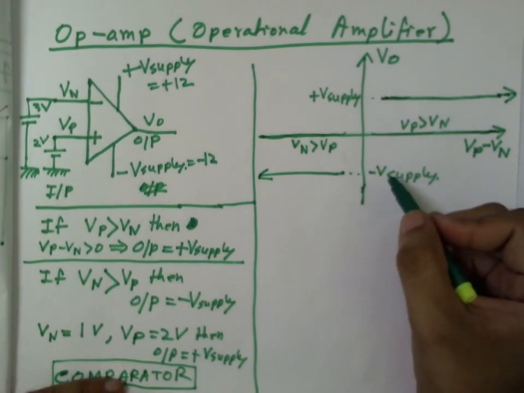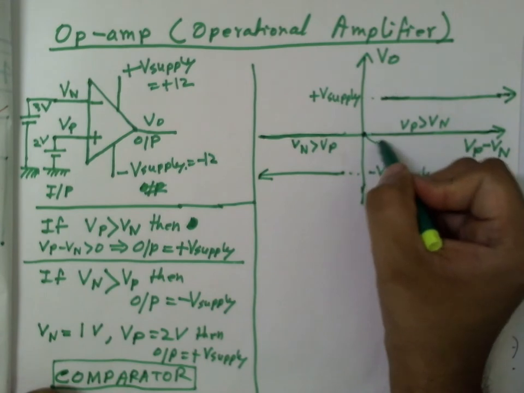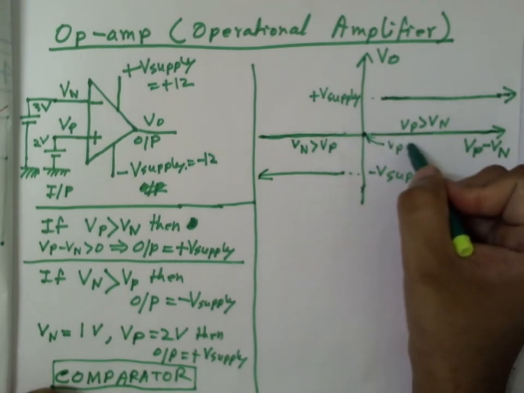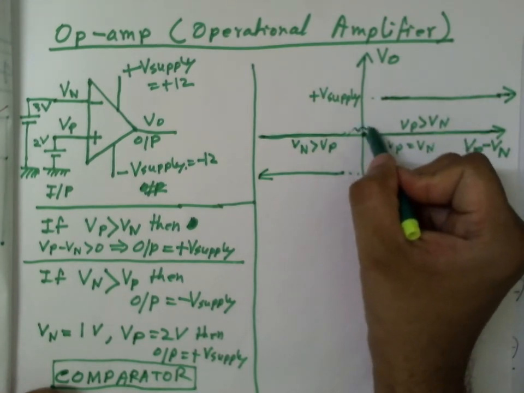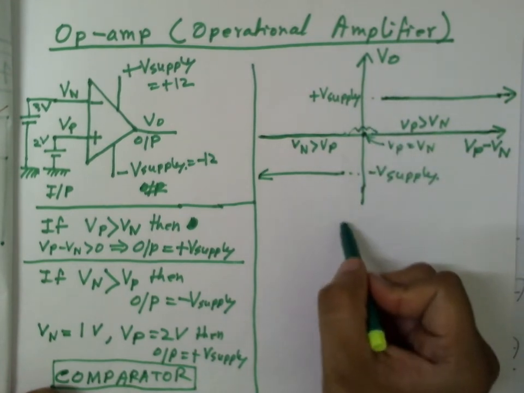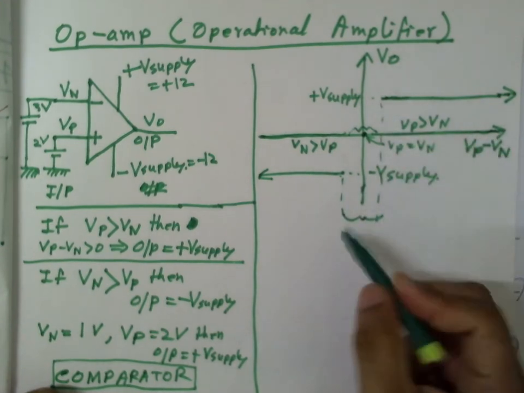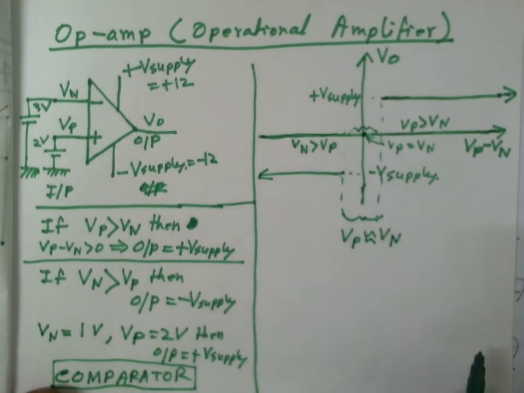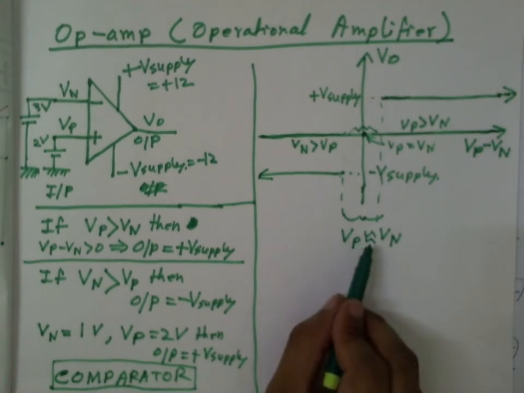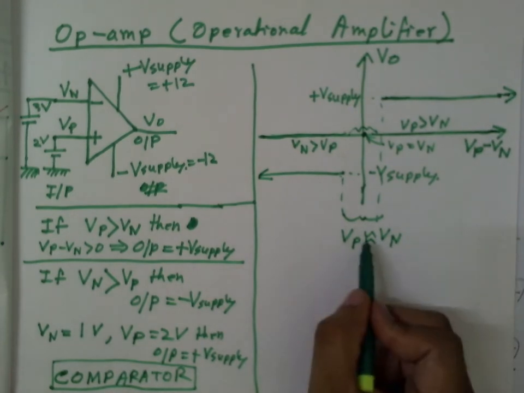And so this point represents where Vp minus Vn is equal to 0. That means Vp is equal to Vn. And the region near this, something like this, is where Vp is very close to Vn. They're approximately equal. One can be slightly higher than the other, or the other can be slightly higher than the one, but they're very close to each other.